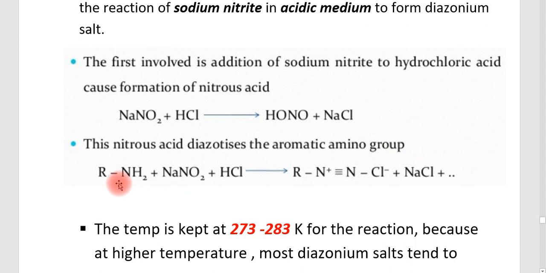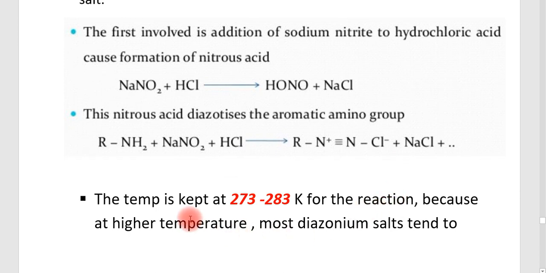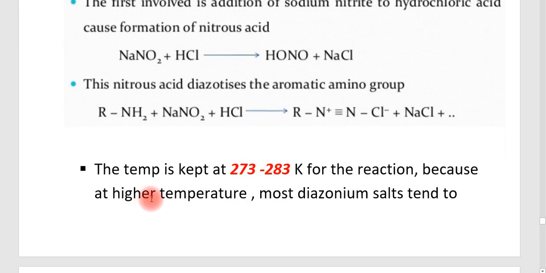But normally നമ്മൾ ഇക്വേഷൻ എഴുതുന്ന സമയത്ത് ഒരു സിംഗിൾ ഇക്വേഷൻ ആയിട്ട് എഴുതുകയാണെങ്കിൽ you can show as RNH2. This is a primary amine, or this must be a primary amine. In the presence of sodium nitrite and an acid, you are getting a diazonium salt with the formula RN2 plus X minus plus NaCl. And normally this reaction takes place at a temperature of 273 to 283 Kelvin.